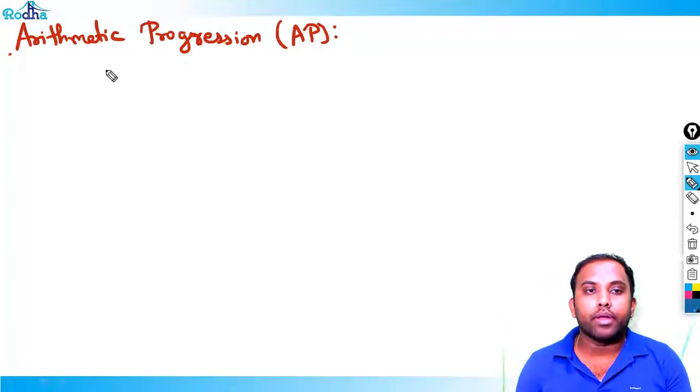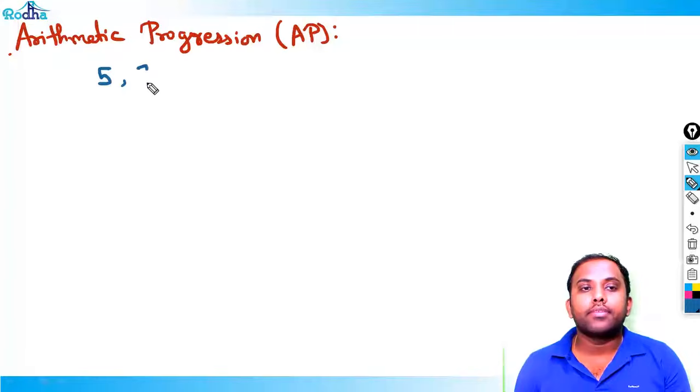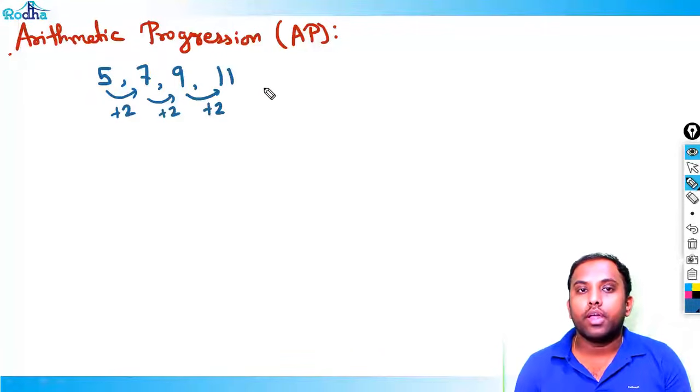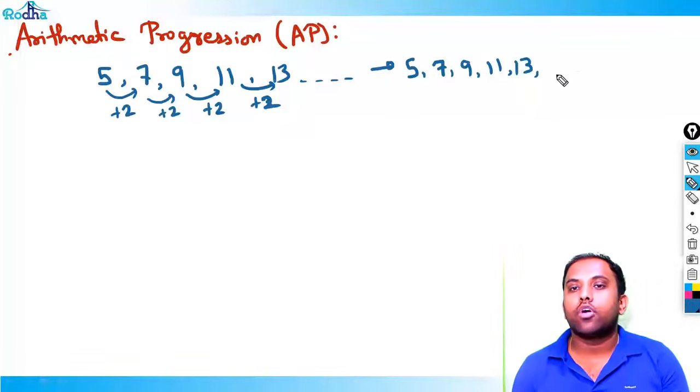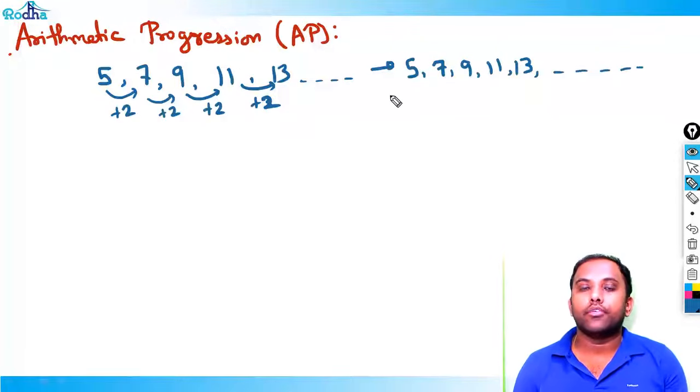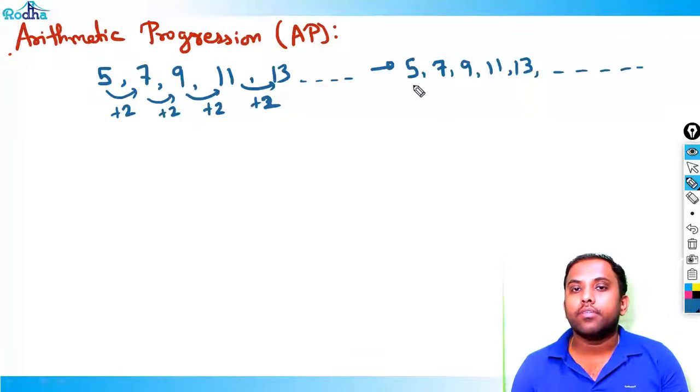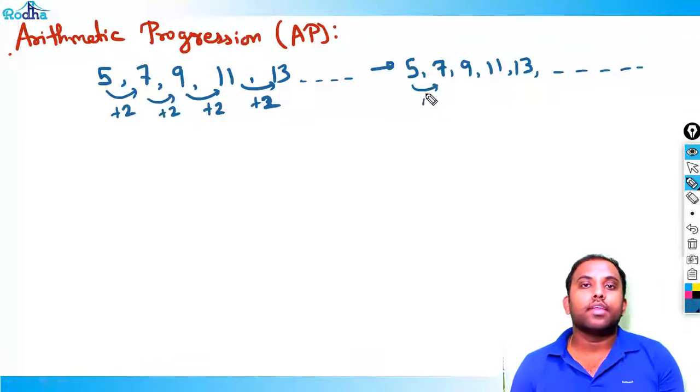Suppose my first number is 5, then my second number is 7, so that increase is by +2. My third number is 9, again increase by +2. 9 to 11, again +2. 11 to 13, again +2, and so on. This series, 5, 7, 9, 11, 13, is called an AP because the common difference is the same. The difference between any two consecutive terms is the same, increasing by a constant rate. 5, 7 difference 2, 7, 9 difference 2. So increasing or decreasing by a constant rate.